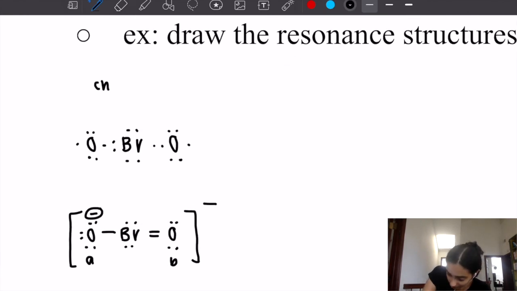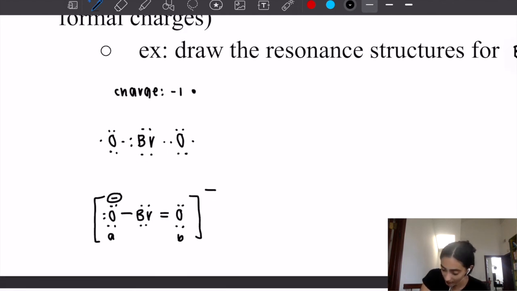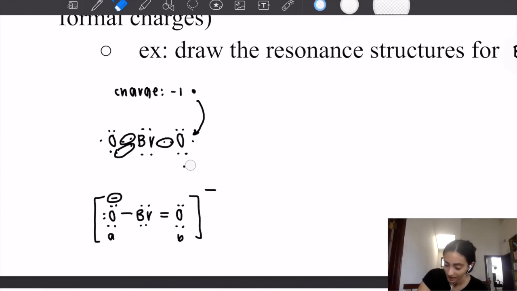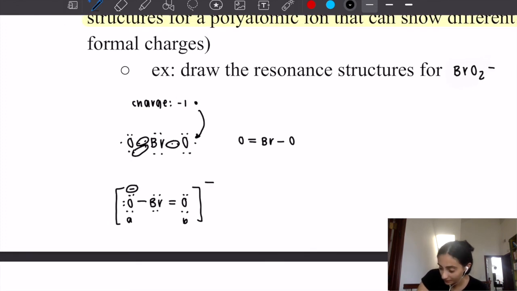So we have a charge of -1. So we are going to double bond on the left, single bond on the right, which means there's going to be 1 extra electron here because this oxygen only has 7 electrons. It needs that extra one. And then I'm going to redraw it. So we have oxygen double bonded to bromine, single bonded to oxygen over here with 4 valence electrons or 2 lone pairs on the oxygen on the left and 3 lone pairs on the one on the right.